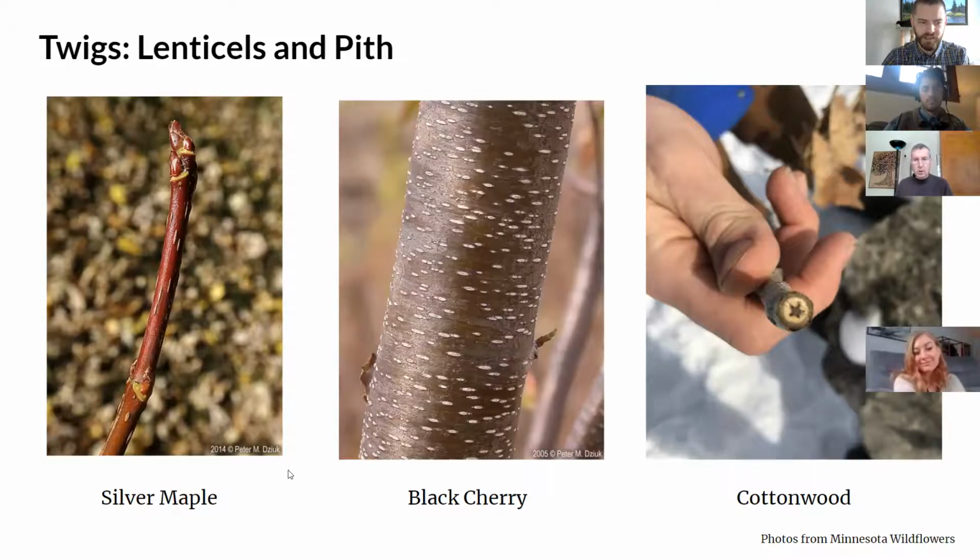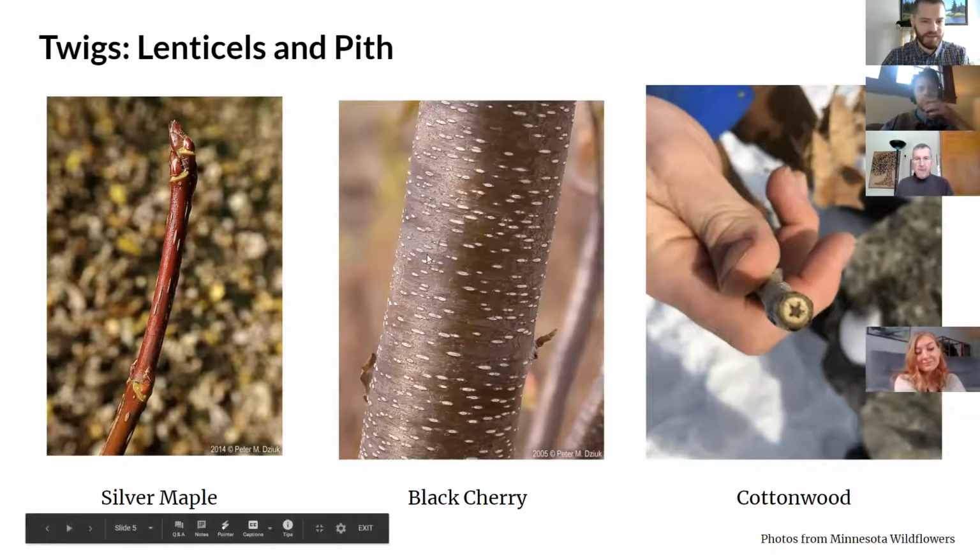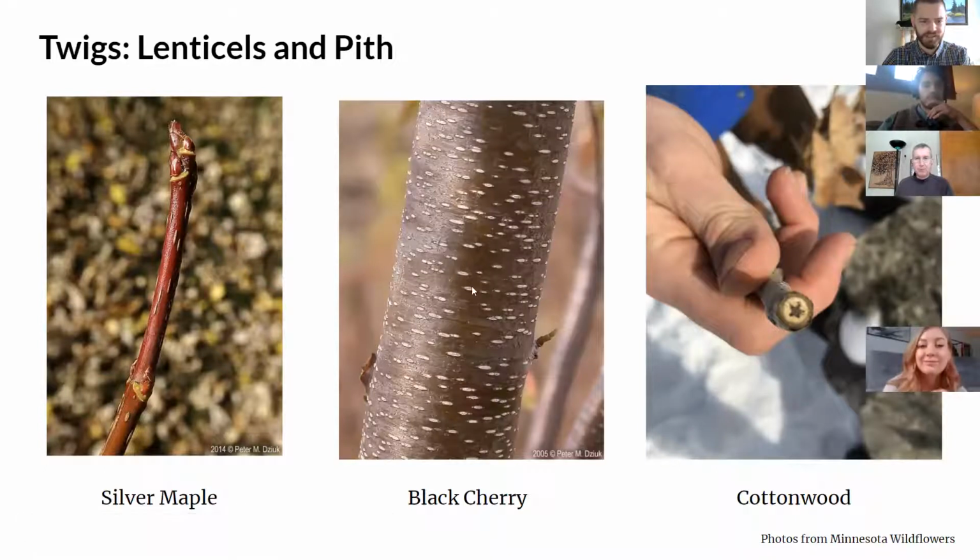None of the trees today, we do have silver maple on our list, but none of the other ones have really prominent lenticels. But I'd just like you guys to know that that is a feature you can use. And if it comes up in an ID book or something that you're using, you'll know what you're looking at.